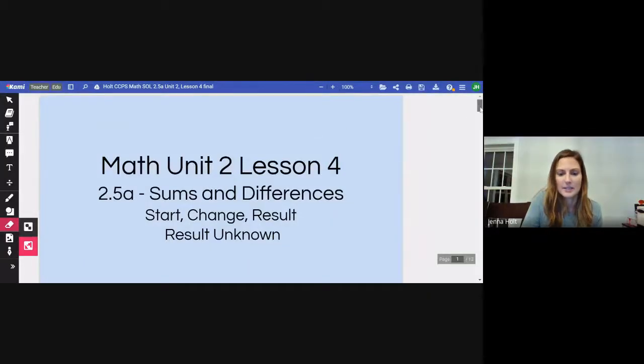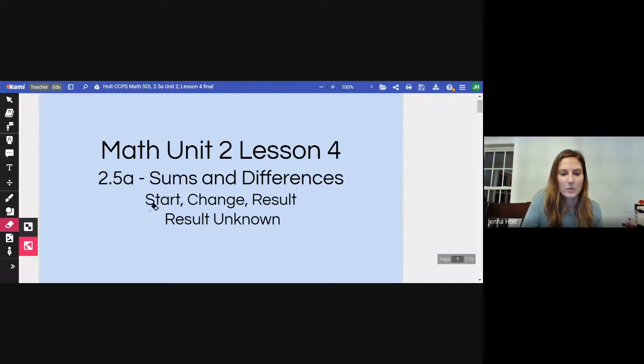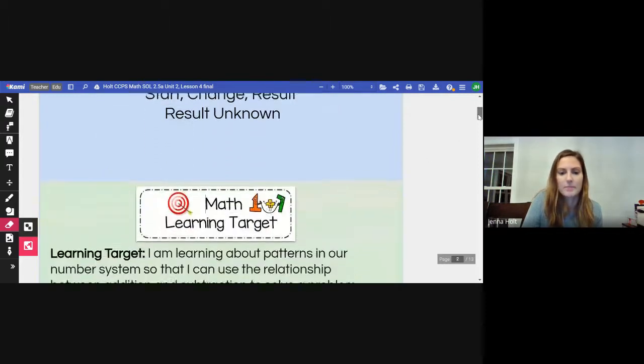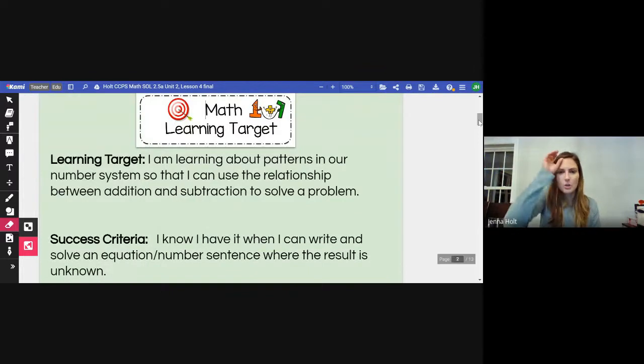All right. So if you notice, the word problems that we're going to look at today have a start, change, and the result. The result is what's going to be unknown. All right, let's think about what our goal for today is. Our learning target says, I'm learning about patterns in our number system so that I can use the relationship between addition and subtraction to solve a problem. My success criteria, or how I know I've understood it, is when you can write and solve an equation or number sentence where the result is unknown.